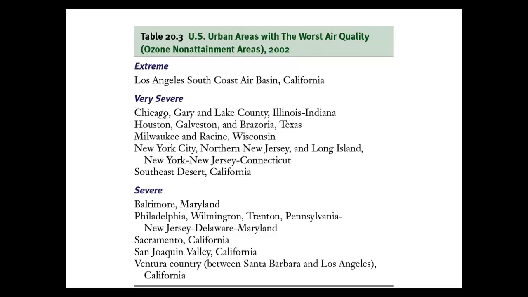Very severe would be Chicago, Houston, Milwaukee, New York City, New Jersey, Southeast Desert of California. And severe would be Baltimore, Philadelphia, Sacramento, San Joaquin Valley, and you see this here? Ventura County. We made it here, you guys, here in CSUCI. We made it into the worst air quality list.